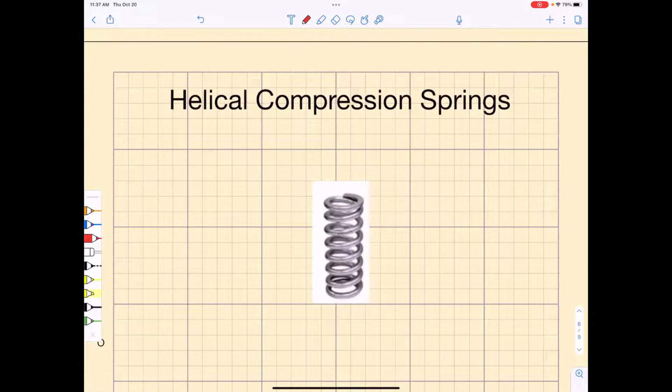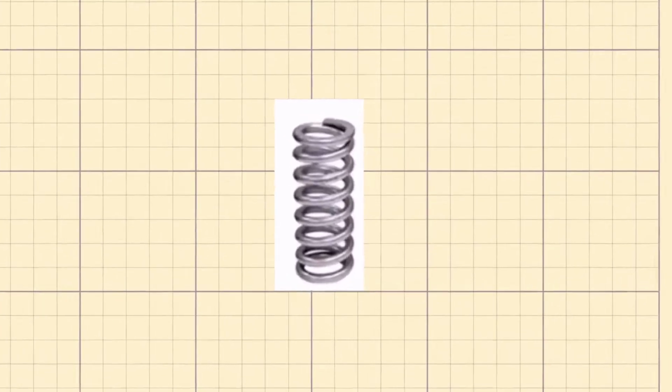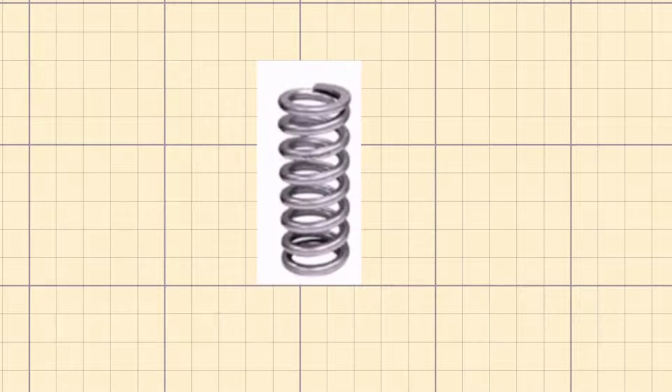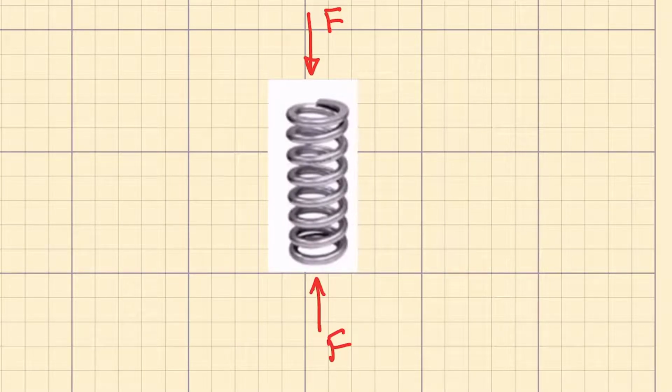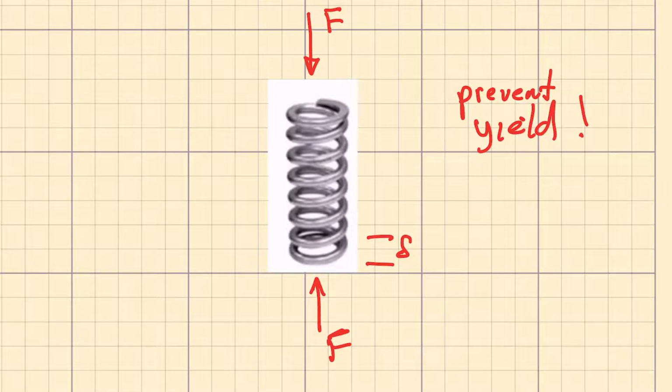Let us begin our analysis by confining our attention to the case of helical compression springs. So you can see that the spring is wound in a helix, and it is designed to be able to carry a compressive load, F, and it's going to compress by some amount delta under the influence of the applied loads. Now, we want to prevent this thing from failing, so we want to prevent yield. So we need to look at how this material is loaded.